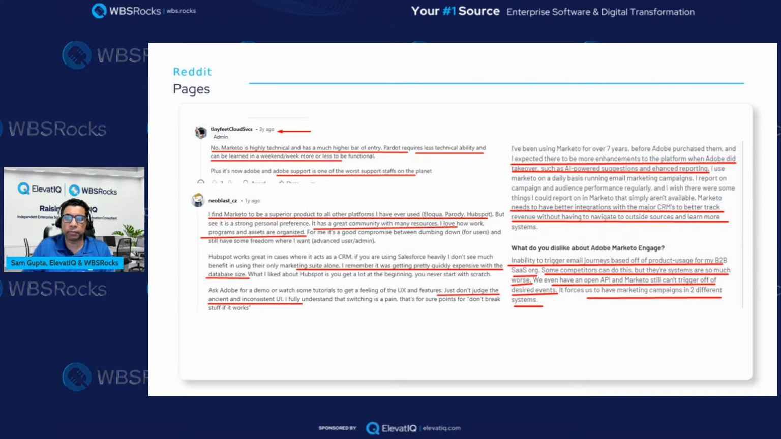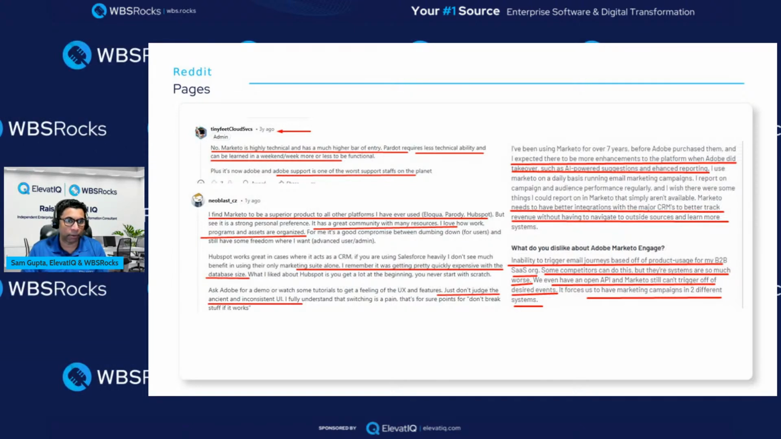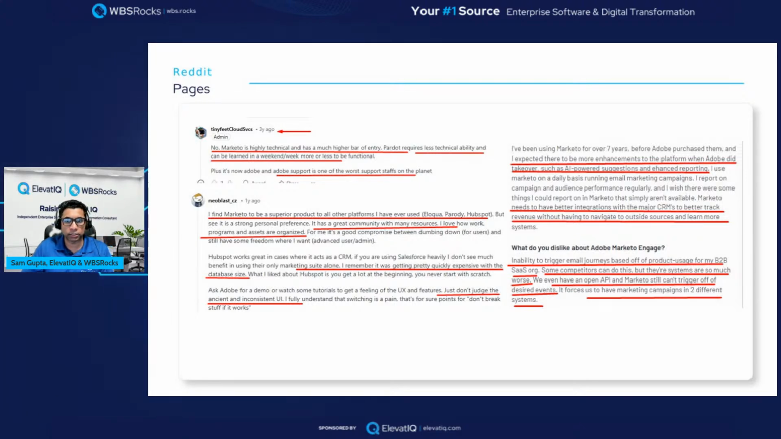So here they are saying inability to trigger email journey based off of product usage for my B2B SaaS org. Some competitors can do this, but systems are so much worse. I think they are saying their systems are so much worse. We even have an open API, and Marketo still can't trigger all of the desired events. It forces us to have marketing campaigns in two different systems. Again, that does seem like an implementation issue. So it's not necessarily on the product itself. So make sure, again, you are talking to experts who know what they are doing inside the system. Otherwise, you are probably going to have these issues.